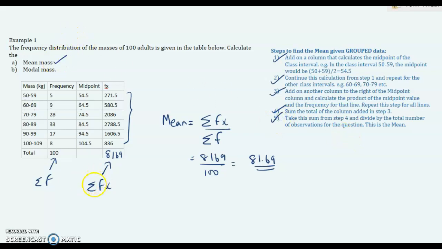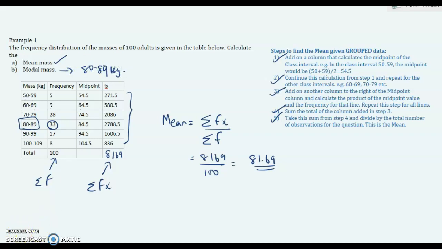Now, to do the modal mass just simply means the most frequent category. So the most frequent category here would look like this. It's 33. 33 was the most frequent value. Well, it's the highest value, and that occurred for this category. So the modal mass, everybody, will be between 80 to 89 kilograms.